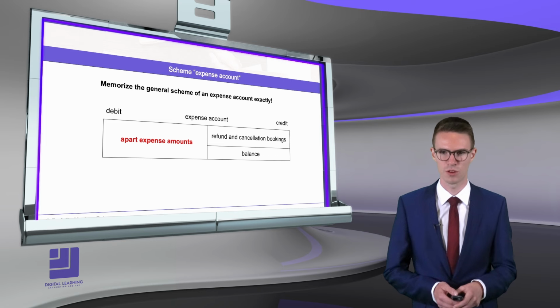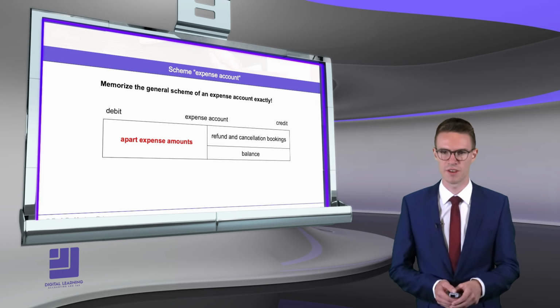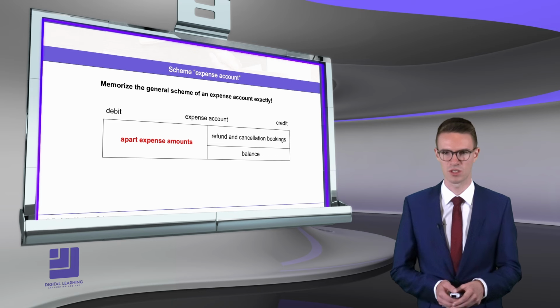You now know the 4 different account types: assets, liabilities, income and expense. It's very important to memorize the general scheme of these account types exactly.